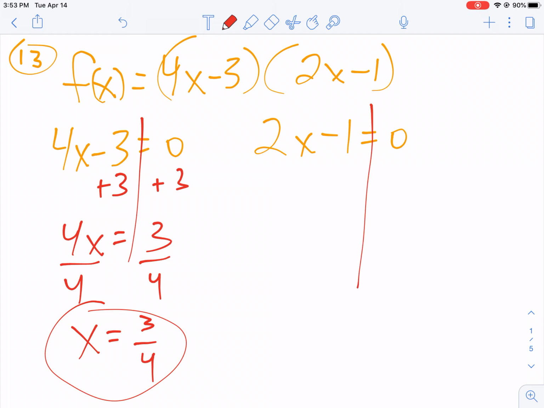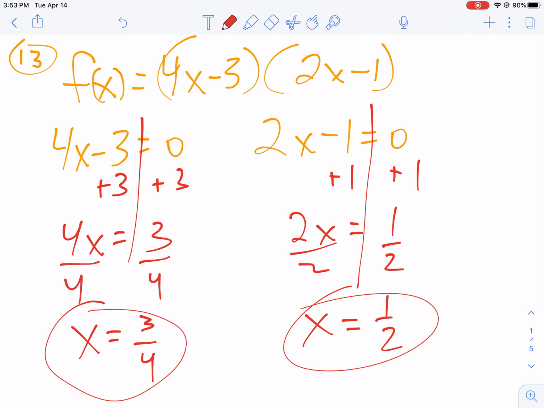Now the next one, just add 1. So 2x equals 1, divide by 2. X equals 1/2. So those are your two answers right there.